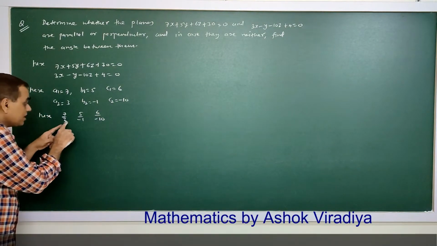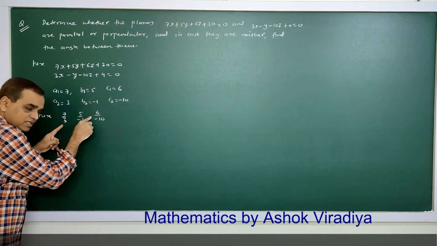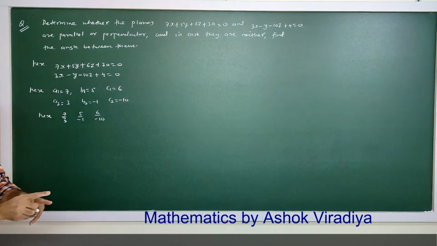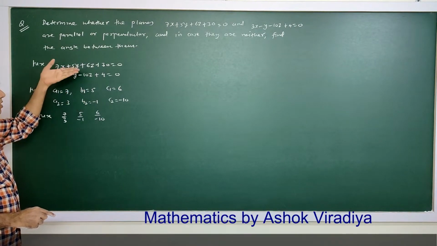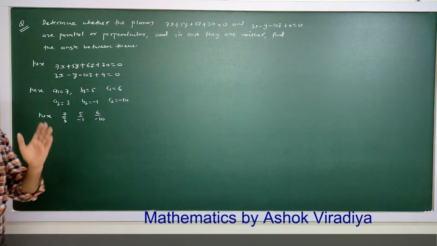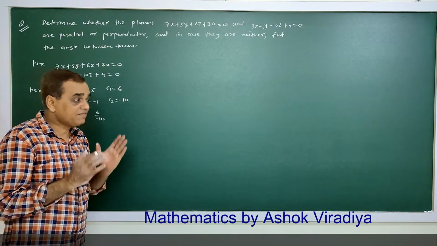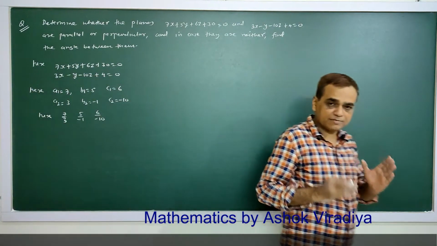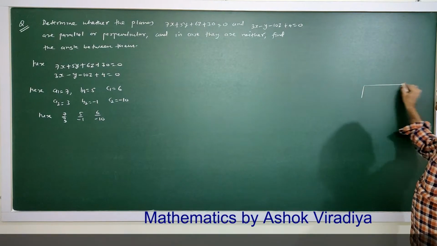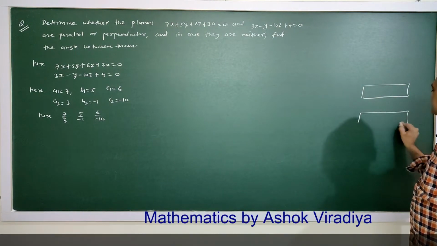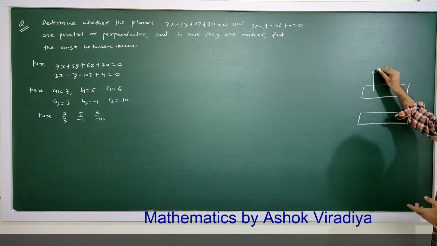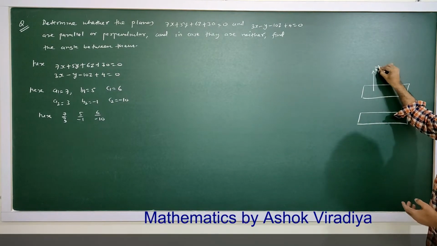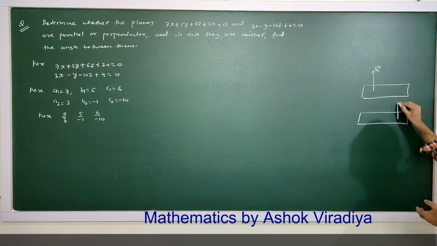If these three ratios are equal, that means normals to both the planes are parallel. If normals are parallel, say whenever in given two planes, say these are two parallel planes, this is normal to the first plane, this is normal to the second plane.